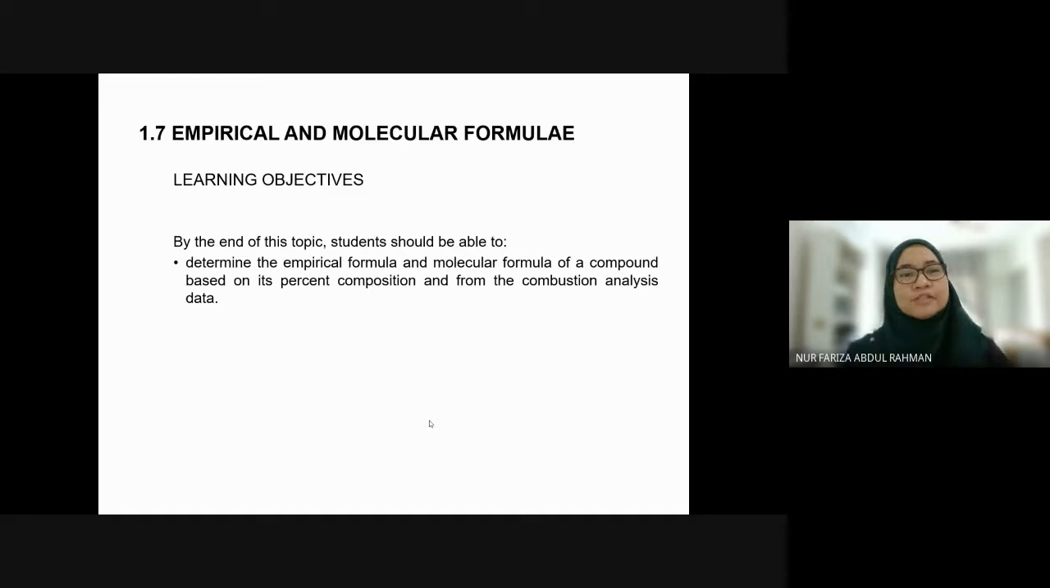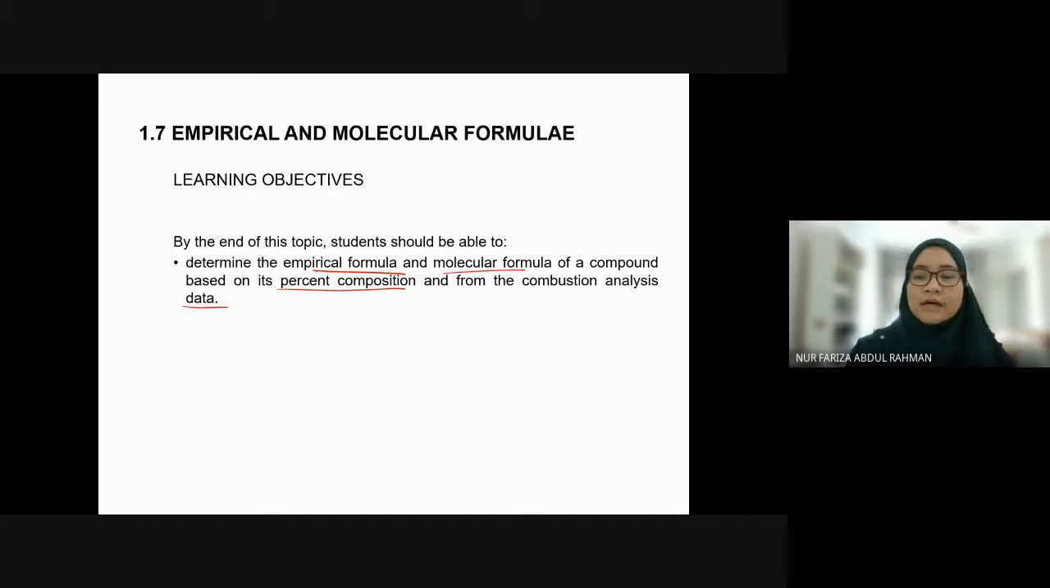So next will be empirical and molecular formulae, and this has also been taught to you. You have been learning this in school. So I hope that this time around it gives you a better understanding of the topic. We have 1 learning objective: to determine the empirical formula and molecular formula of a compound based on its percent composition and from the combustion analysis data.